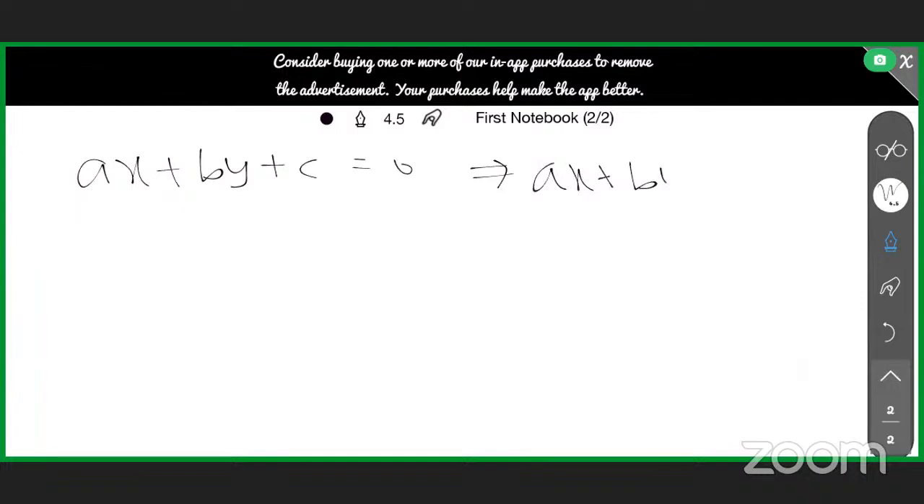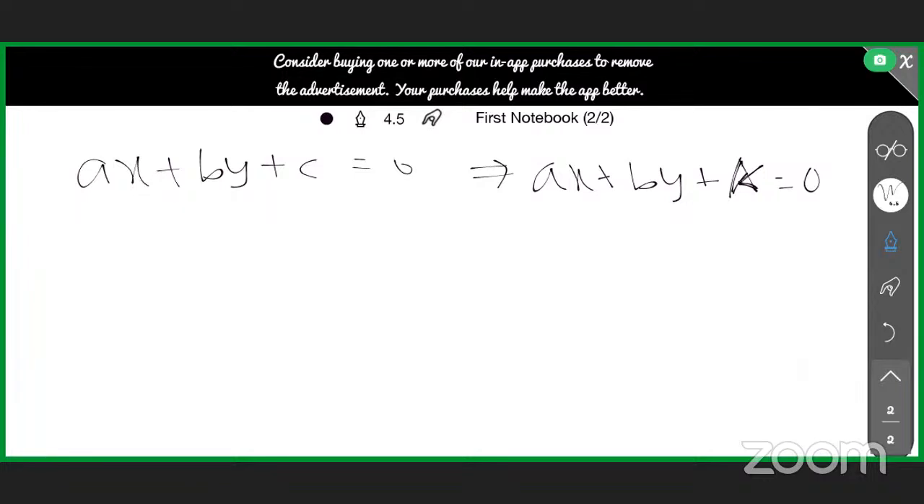ax plus by plus some lambda or some k is equal to 0, where k or lambda is a constant. So if ax plus by plus c is equal to 0 is my line equation, then any line equation that is parallel to this line is given by ax plus by plus k is equal to 0.